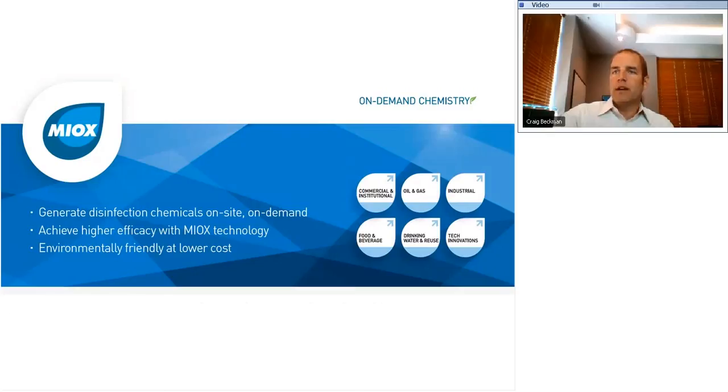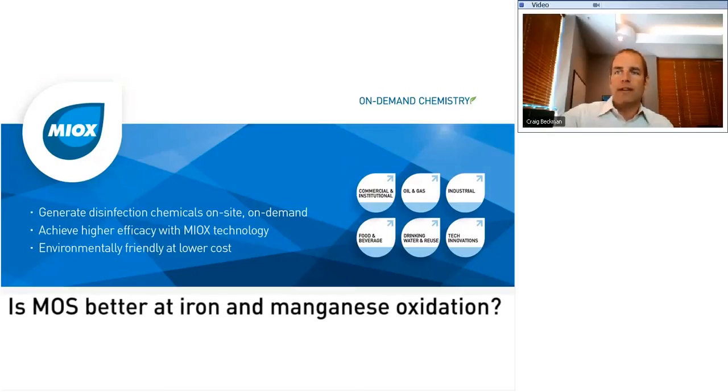The next question we get a little bit on oxidation of iron and manganese. And certainly the chemistry, just like chlorine, is effective at iron and manganese removal. We have some case studies where it was actually more effective. I would not portray that the MIOX chemistry is dramatically more effective. But certainly we have some customers, especially in very low dosages, not low dosages, but getting down to very low detectable limits.